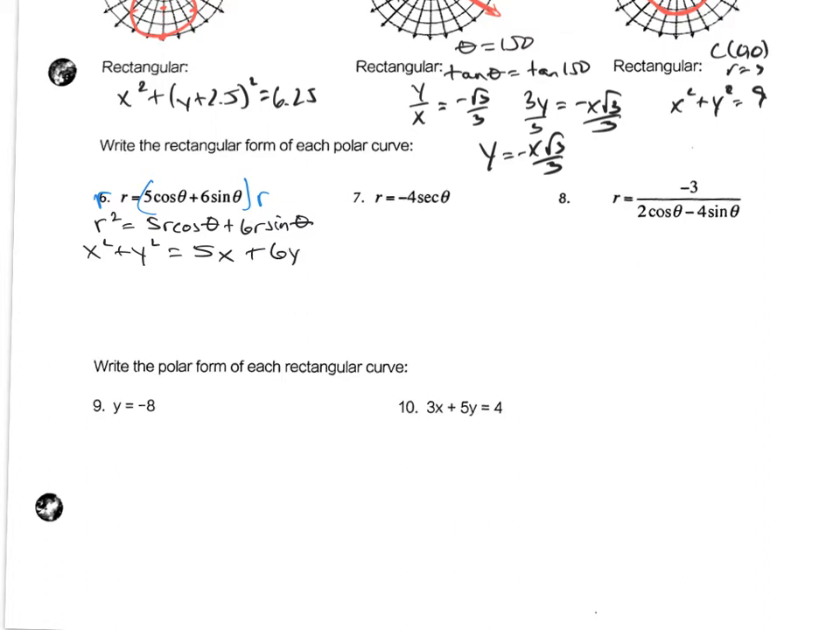Now you want to put the families of letters together. So it's going to be x squared minus 5x. We're going to complete the square there. Plus y squared minus 6y. We'll complete the square there. And then those same numbers will be on the other side. Half of 5 is 2.5, and 2.5 squared is 6.25. So that's going to get added to both sides. Half of 6 is 3, and 3 squared is 9, and that gets added to both sides.